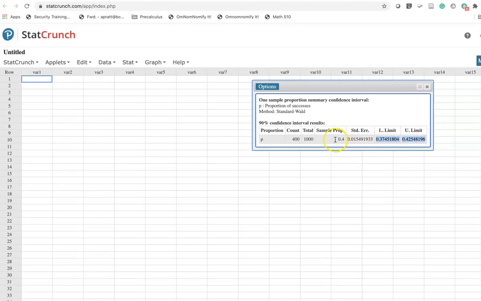You also can get your sample proportion right here. Your p hat is 0.4. The standard error, remember, is the square root of p hat times 1 minus p hat over n. Now the margin of error is that number multiplied by the critical Z value. That's not given in the output, but the calculation is done for us. And so those would be our upper and lower limit for this particular confidence interval.